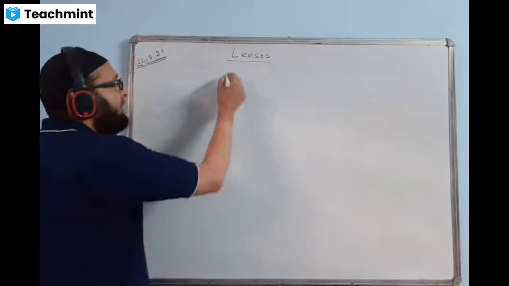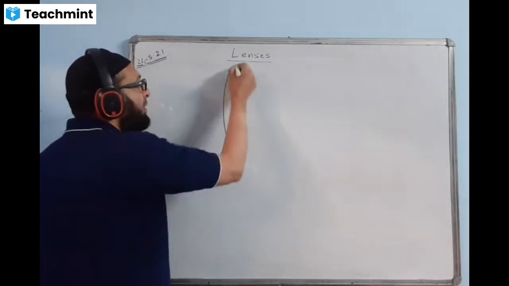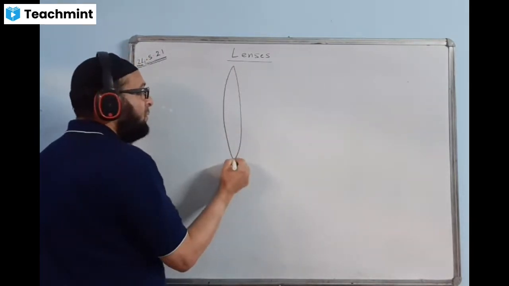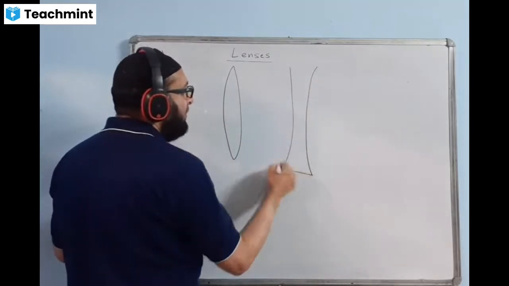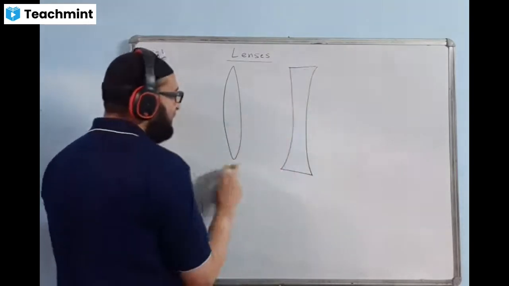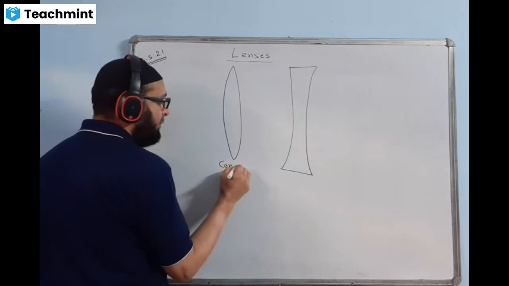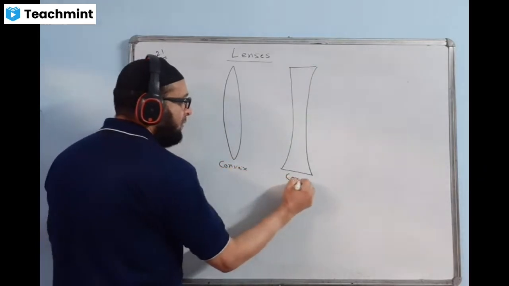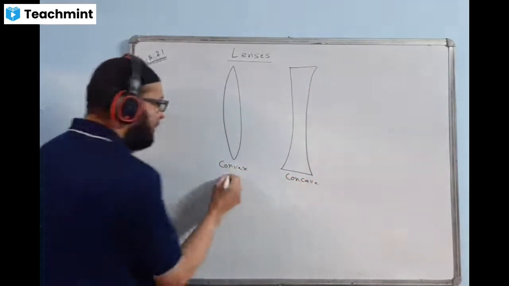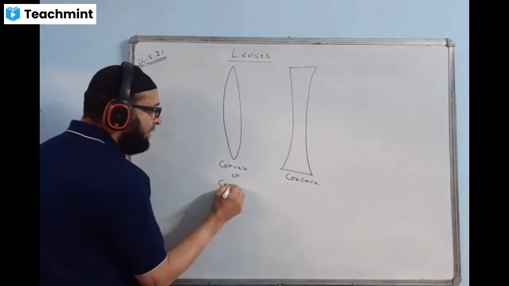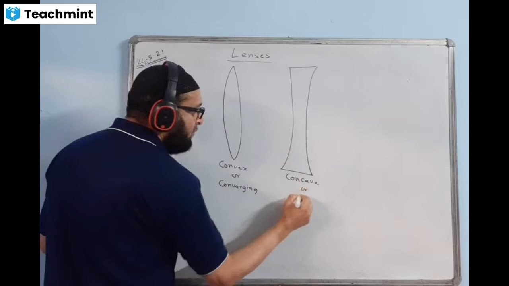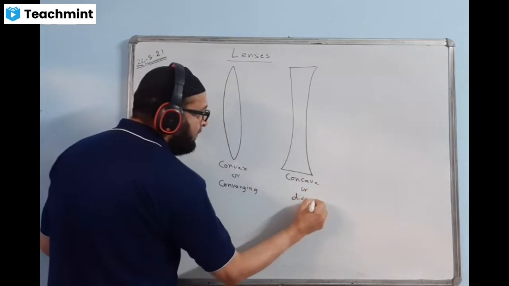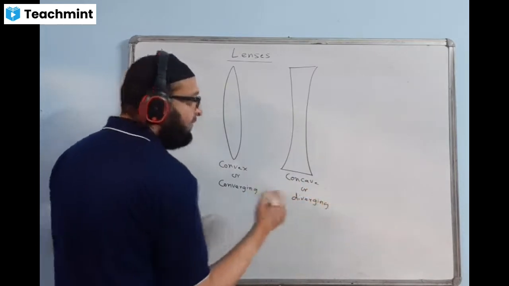We have two lenses in the syllabus. One is called convex lens and one is concave. The shape of convex and concave are like this. This is convex. This is concave. Convex is also known as converging. Concave is also known as diverging lens.